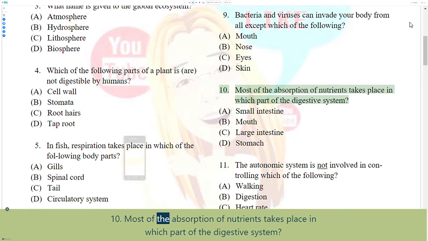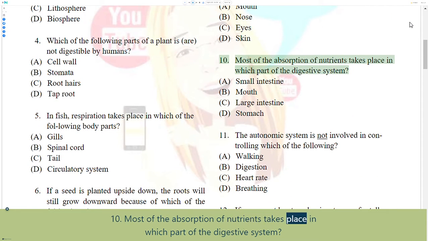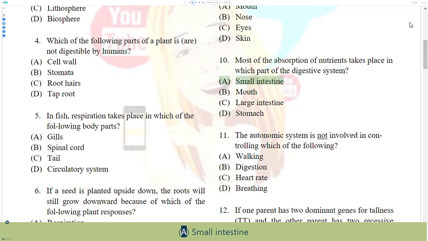10. Most of the absorption of nutrients takes place in which part of the digestive system? A. Small intestine. B. Mouth. C. Large intestine. D. Stomach.